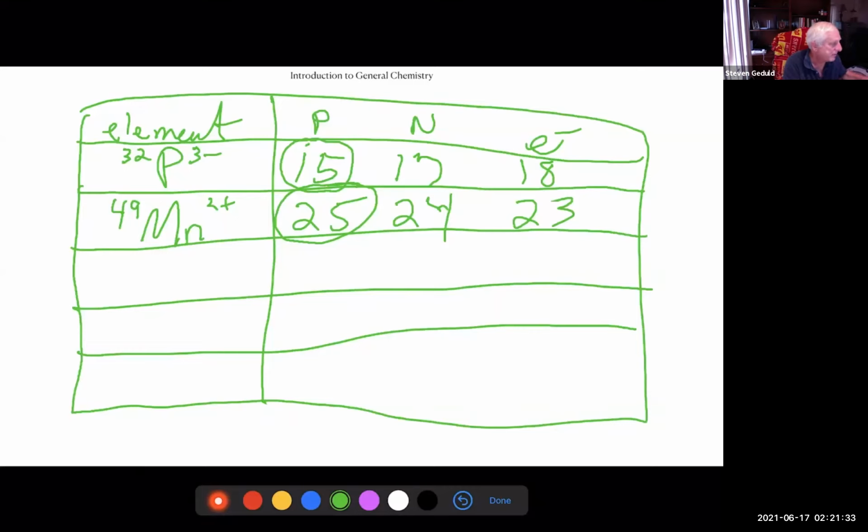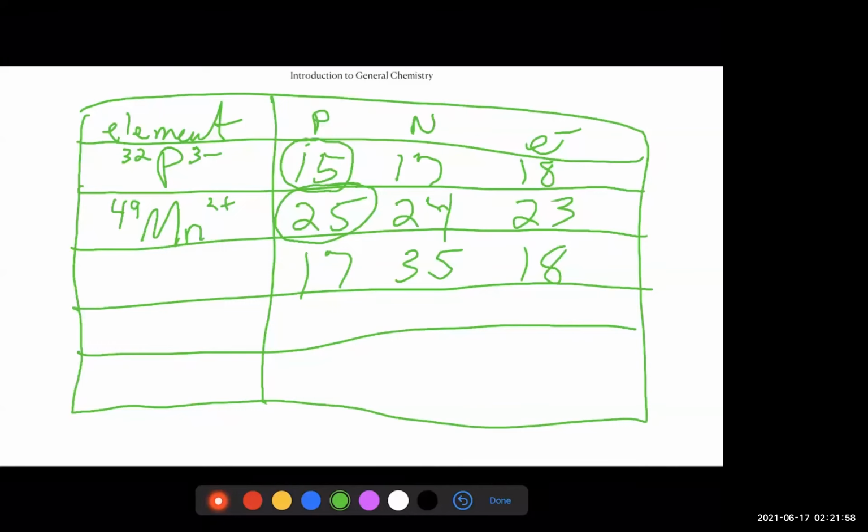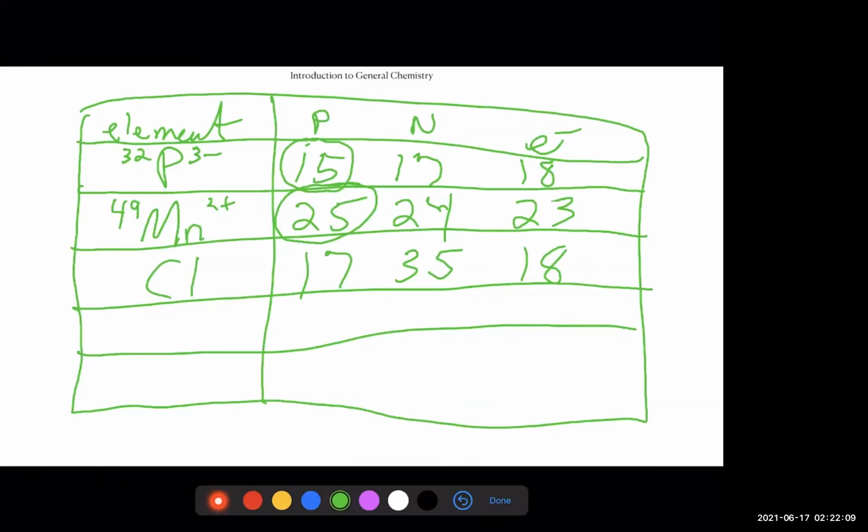Let's do 17, 18, 35. Okay. What would you write for your element? It would be chloride, Cl. What would be the mass number? 52. Perfect. 52 protons plus neutrons.